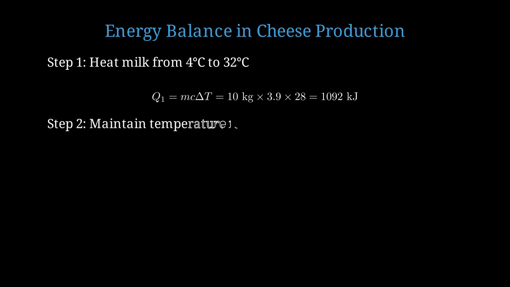We need to maintain this temperature for about 2 hours during coagulation and cutting. Assuming 15% heat loss, this requires additional energy input. Additional energy for heat loss is approximately 164 kilojoules.